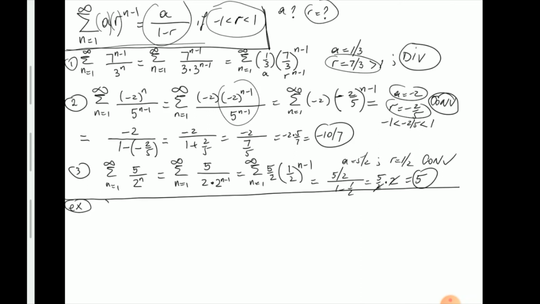Let's say you have a function defined as summation from 1 to infinity of 3 times 1 minus x to the n minus 1. What's different from the previous cases is that now a is 3 and the ratio is 1 minus x. So the question is, for what values of x does it converge?